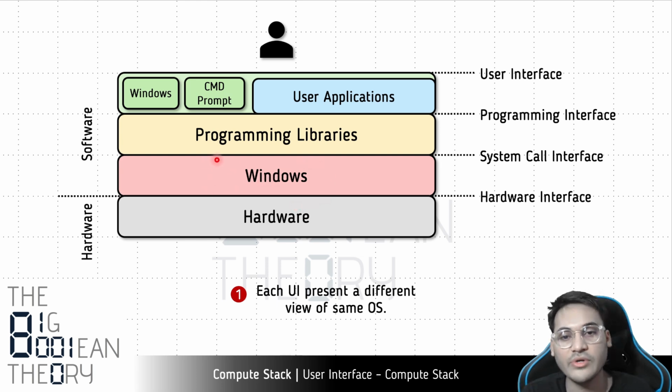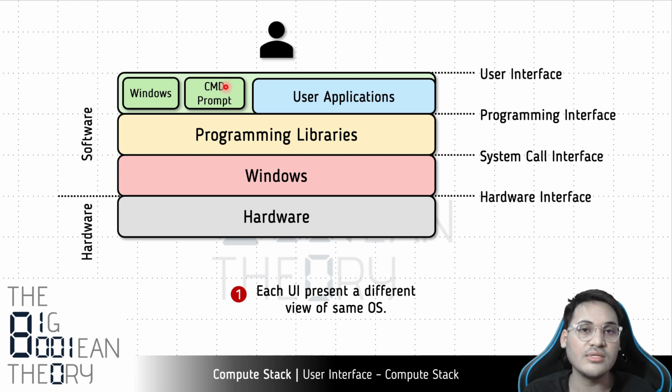And as we know, Windows has two different choices when it comes to the user interface. The first one is the Windows GUI, and the second one is the command prompt. So as a user, when they are using this system, they will have two different views of the same operating system, that is the Windows operating system, when they use the GUI versus when they use the command line interface, right? So this is how you can visualize this concept from the compute stack.